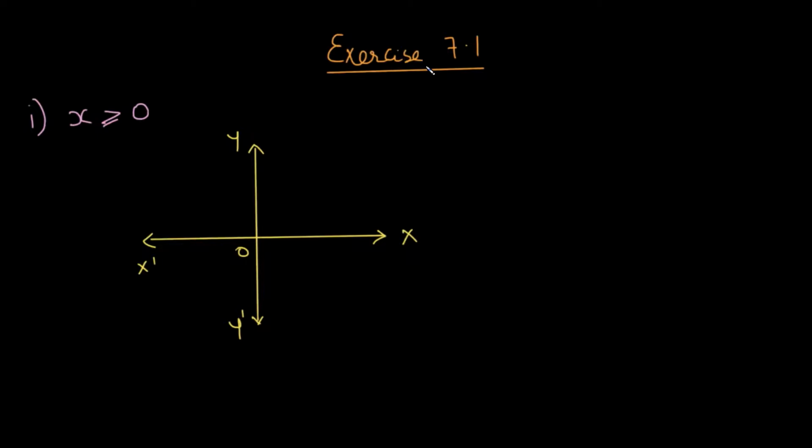Let us begin with exercise 7.1. Initially, we are going to deal with linear inequalities involving just one variable. Later on, we will be doing sums involving two variables. So here the question is, solve graphically. Question 1: solve graphically.